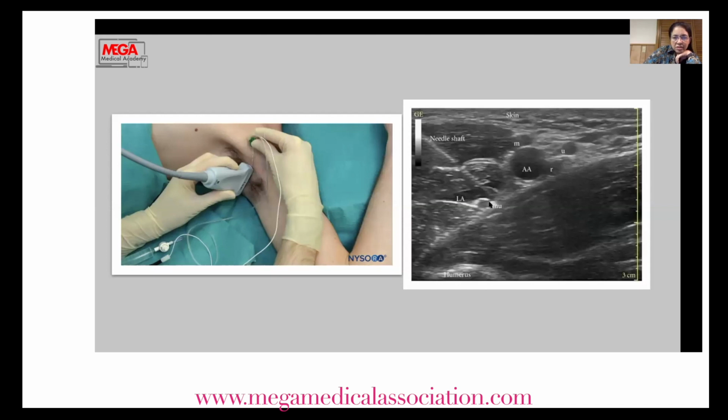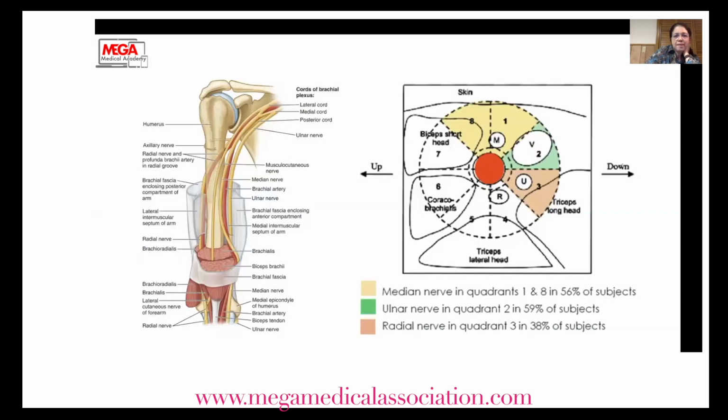And this is the musculocutaneous nerve, which is in between the two muscles, the biceps and coracobrachialis muscle. This is the most missed nerve. It's difficult to find, but a small trick is that you move your probe down and you'll see it better between the two muscles. So this picture tries to show the variations. Usually the median nerve is above the artery in this region, the ulnar nerve is on this side of the artery, and the radial nerve is below the artery.